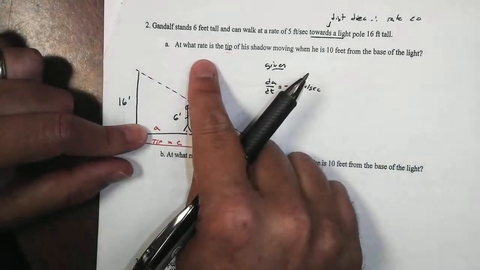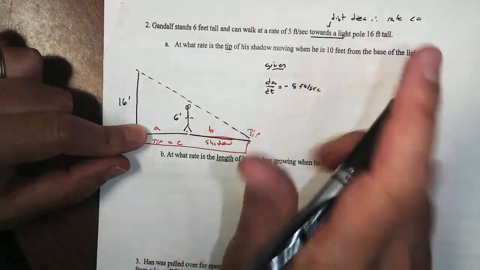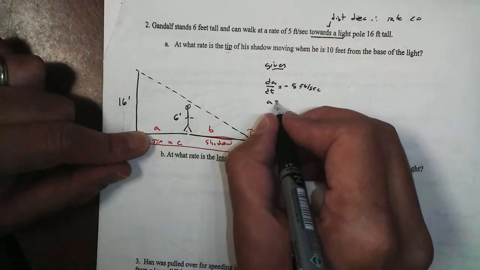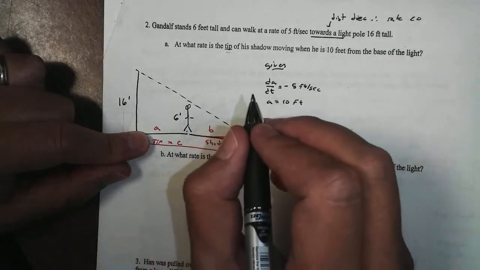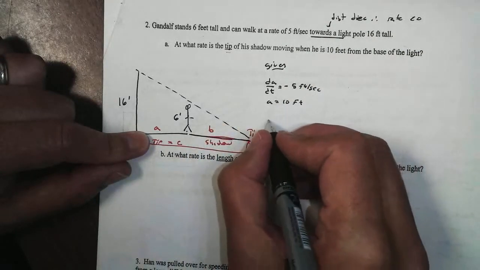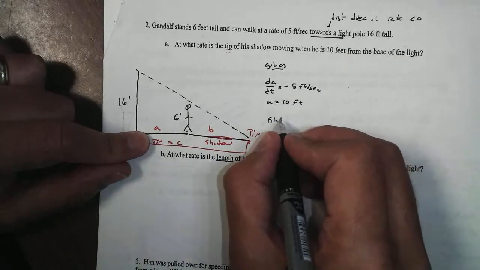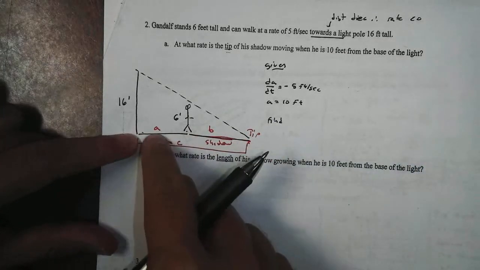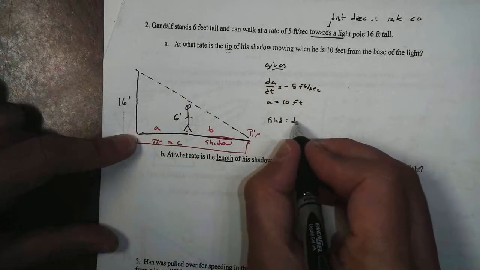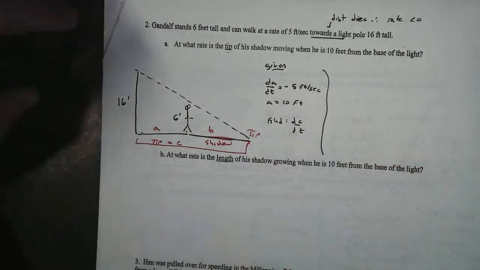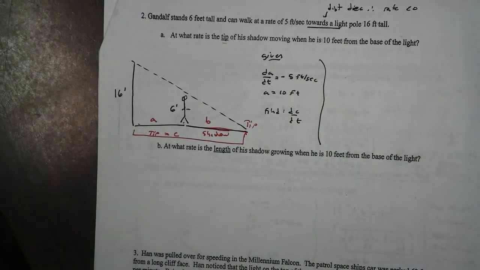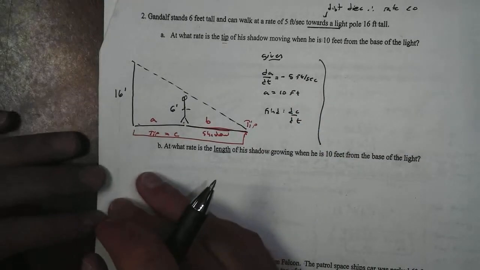Next thing we have, at what rate is the tip of the shadow moving when he's 10 feet? So they're telling me A is 10 feet when he's from the base of the light. And then they ask me to find how fast the tip of the shadow is moving. So we're asked to find dC/dt. Alright, so I need to set this up, of course.